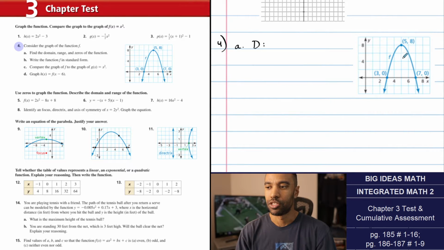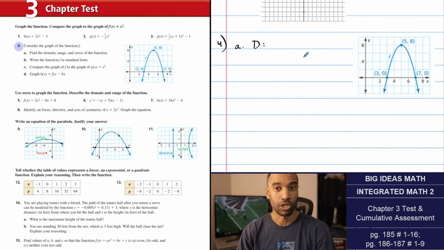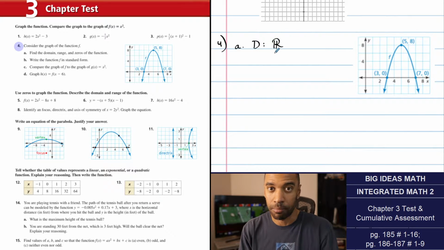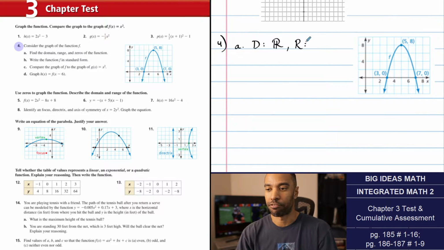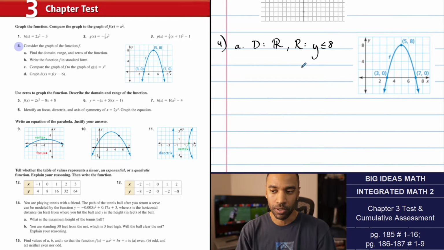Okay. The domain is about how far left and right this graph goes. It goes left and right forever. That's my all real numbers symbol. The range for this graph is how far up and down this graph goes. It has a maximum of 8, which it includes 8, and it goes down forever after that. We say y is less than or equal to 8. That is the domain and range.